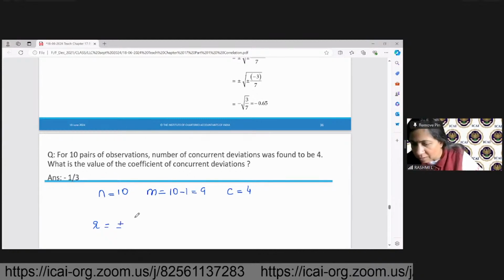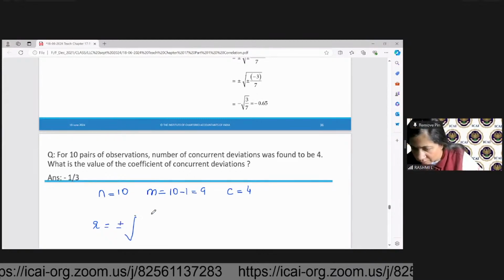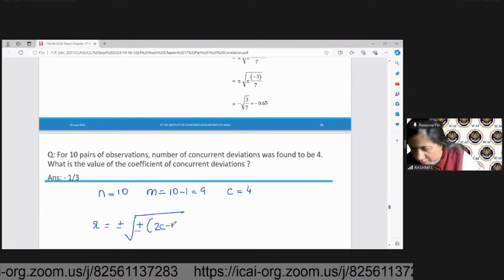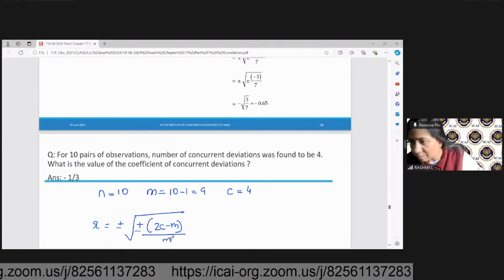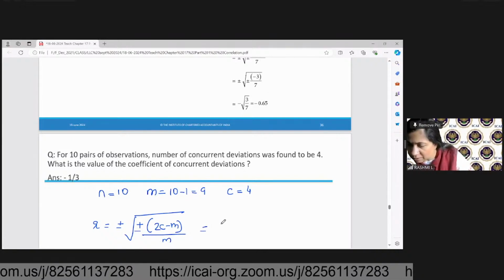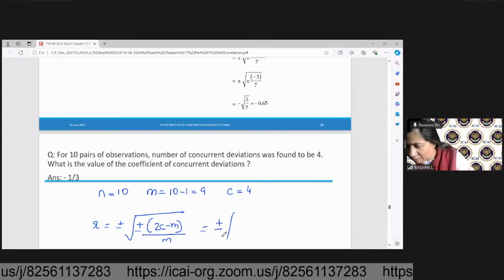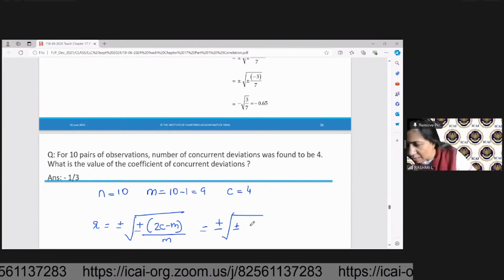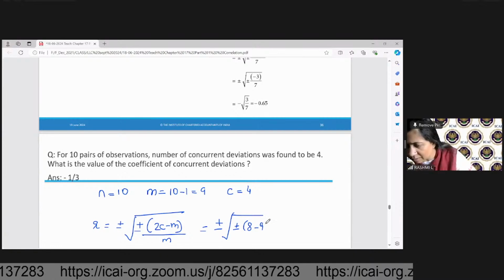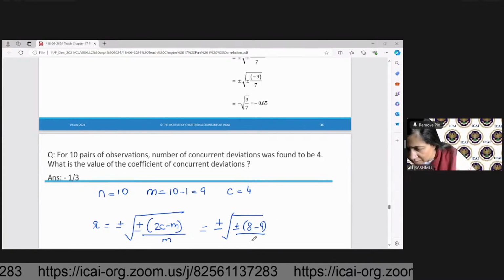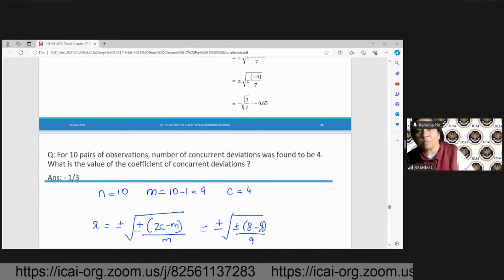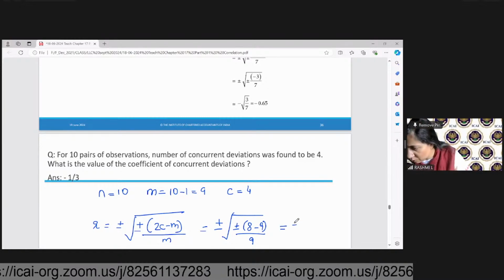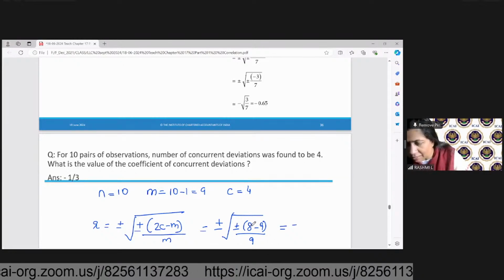Plus or minus square root of plus or minus 2c minus m upon m. So how much is this going to be? Plus or minus square root of plus or minus, that is going to be 8 minus m is 9 upon m is 9. 8 minus 1 is minus 1. Minus 1 into minus 1 will become plus 1. So this is going to be, because there is a minus sign inside.